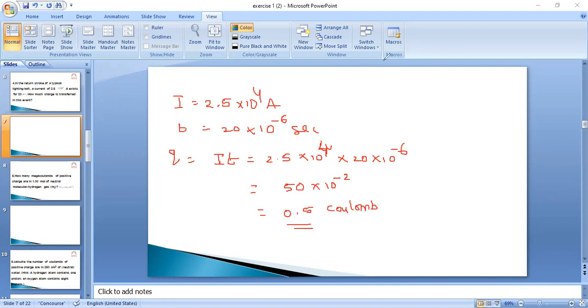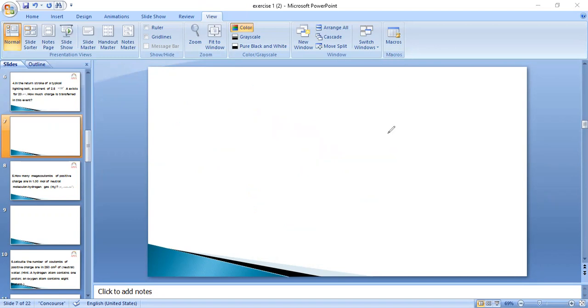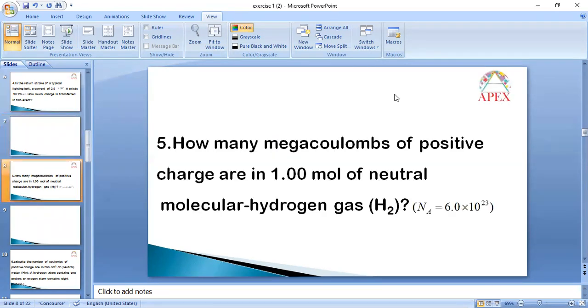So the answer here is 0.5 coulomb. And next, question number 5. How many megacoulombs of positive charge are in 1 mole of neutral molecular hydrogen gas? In neutral molecular hydrogen gas, H2 was given, and they are asking us how many megacoulombs of positive charge.